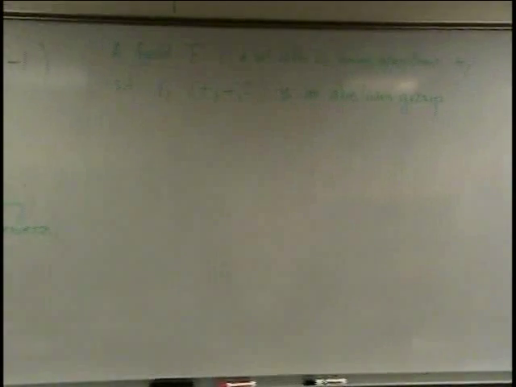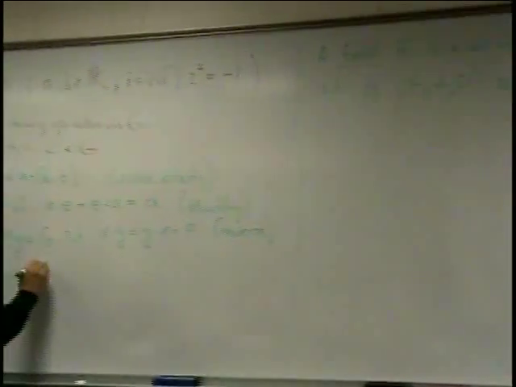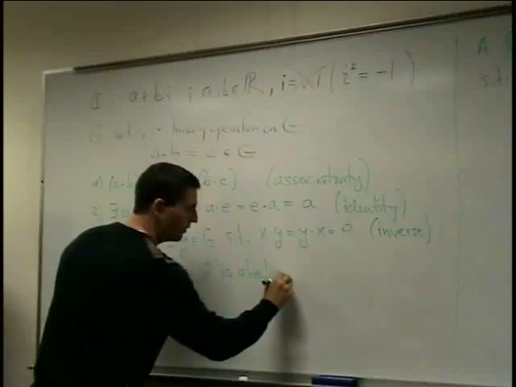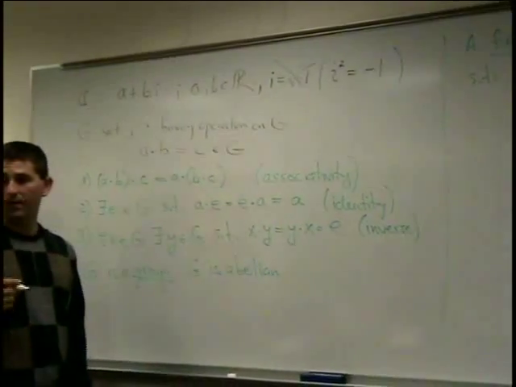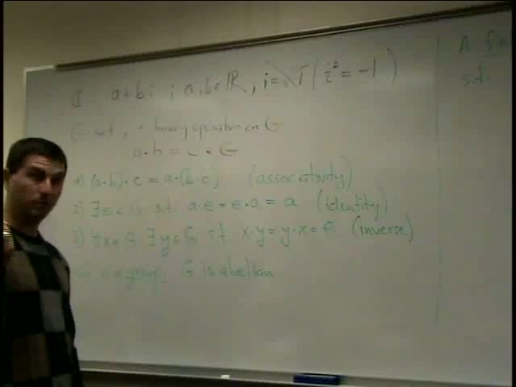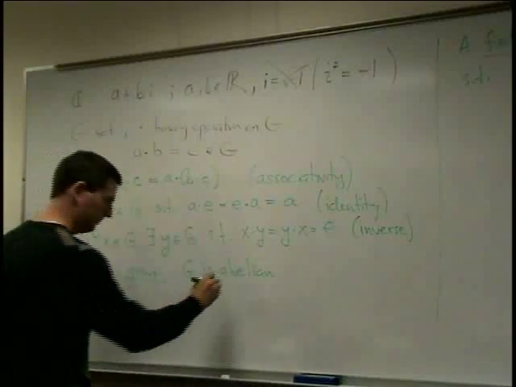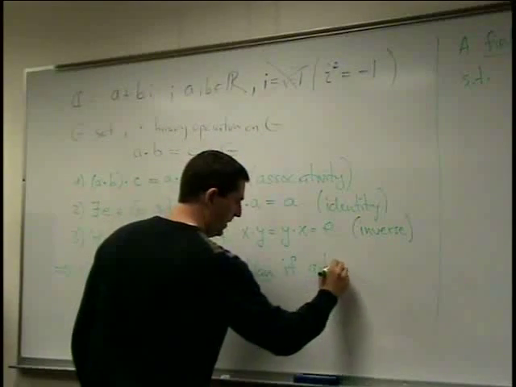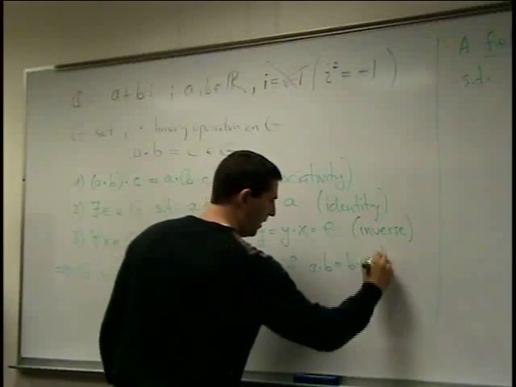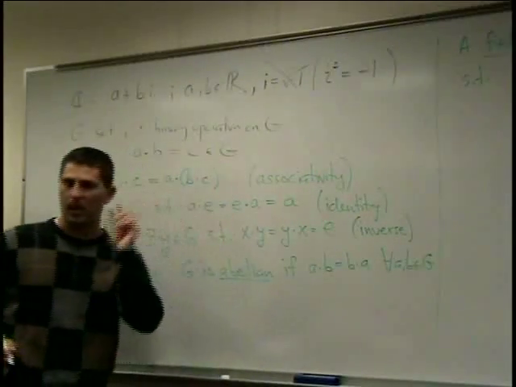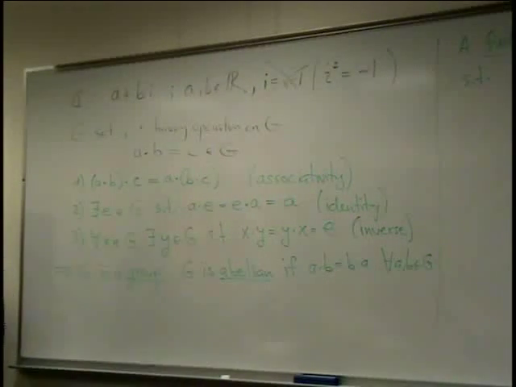So let's come back over here, and let me just add: G is abelian. It's also sometimes called commutative, but usually called abelian. Commutative is probably a word you've heard before, the commutative property of addition. G is abelian if A times B equals B times A for all A, B in G. So if it doesn't matter what order you multiply, then you call it abelian.